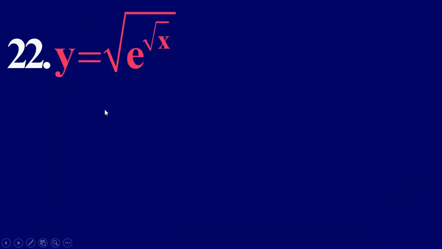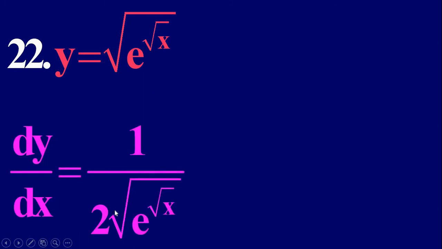Next question, y equal to root of e to the power root x. It is of the form root x, but in place of x we have e power root x. So root x differentiation is 1 by 2 root x. So it is 1 by 2 root, and in place of x you have to write e to the power root x. And e power root x is of the e power x form, but in place of x we have root x.